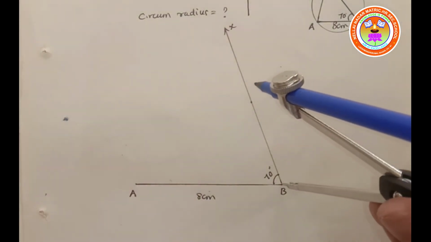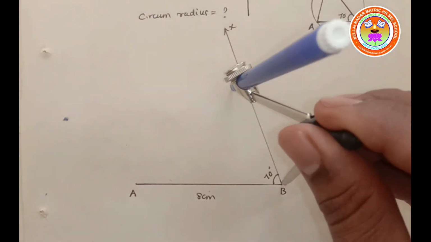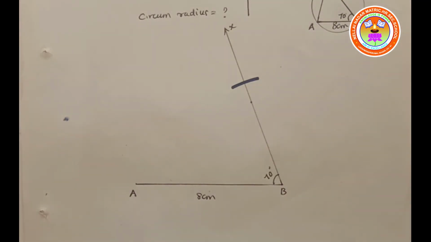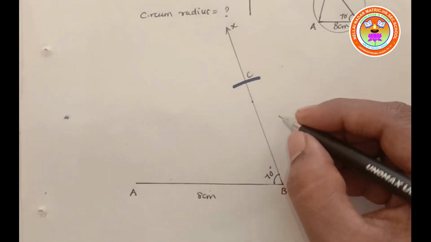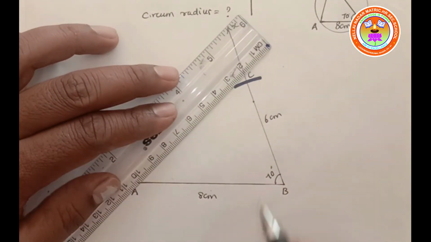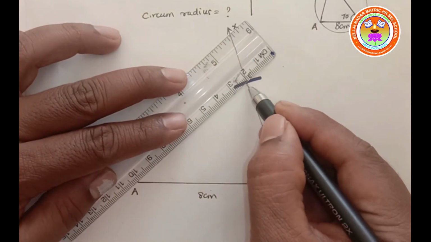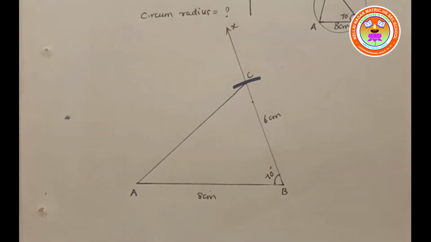From B, take B to X, take 6 centimeter and cut an arc. It will intersect on the line BX. So this portion you consider as C. This point is C. So 6 centimeter. It's clear, children. Now we are going to join the line. Join A and C. Now you are going to construct a perpendicular bisector of AB.